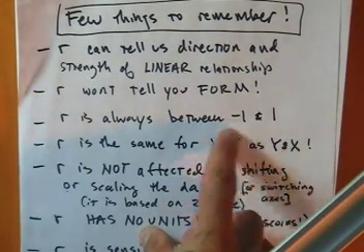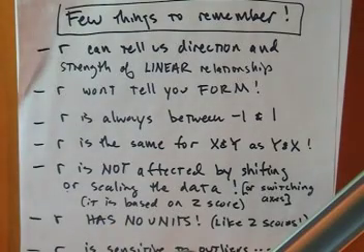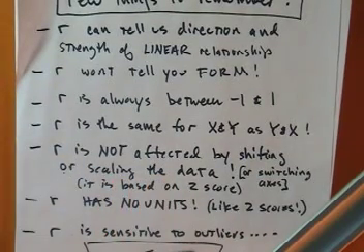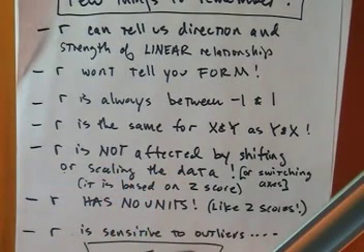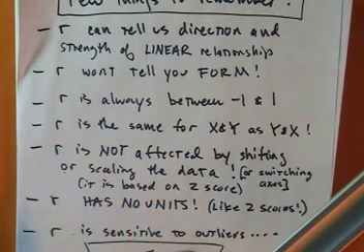Okay, talked about that. R is the same for x versus y as y versus x. So if you switch the axes, the R value stays the same. R is not affected by shifting or scaling the data. On either axis, if you shift or scale, add something or multiply, it doesn't change it because the R value is based on z-scores, and z-scores are not affected by shifting or scaling. So you can multiply all the data values by something, add 7 to them all, and they're all going to have the same z-score. R has no units. Okay. No units, so it's important that you know that.